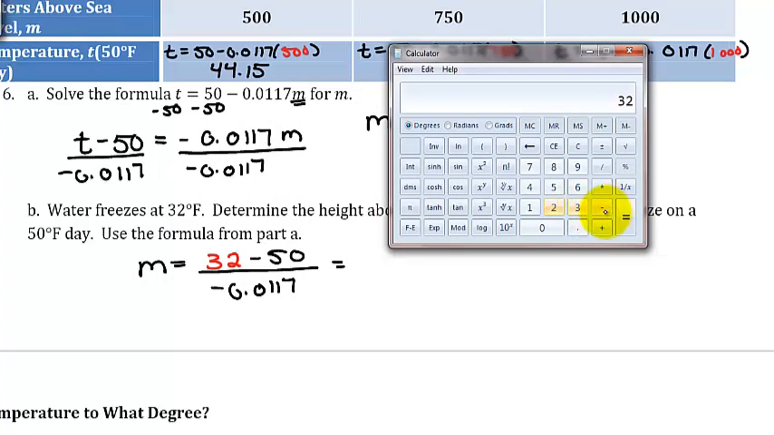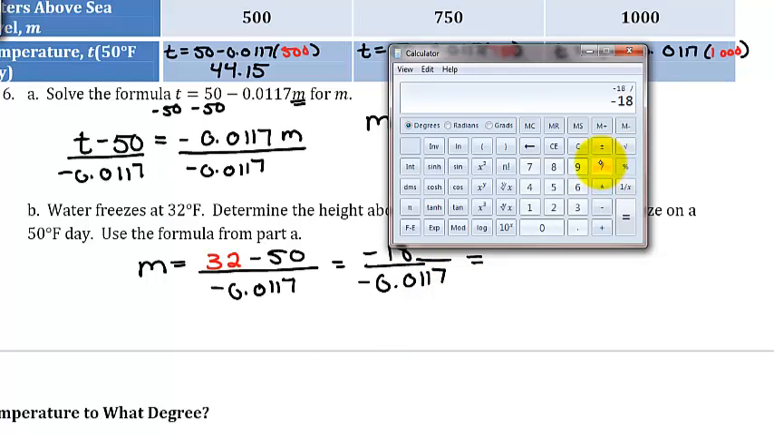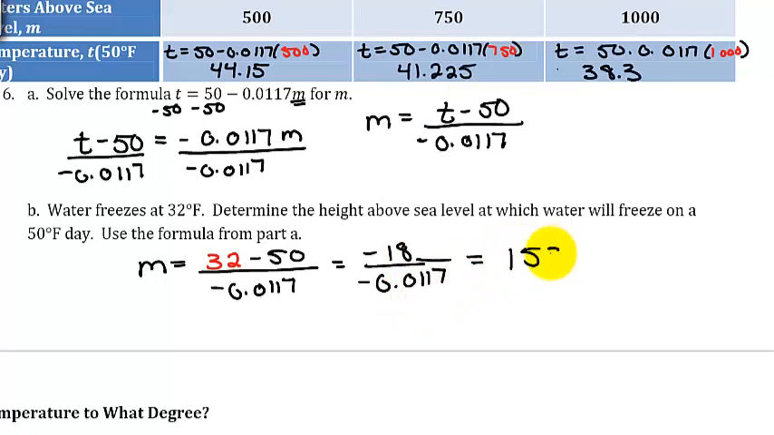So we have 32 minus 50. That gives us negative 18. And we're dividing that by negative 0.0117. So hit divide by, and 0.0117, and then I need to change its sign, and then hit equals. And so we get 1,538. So in order for water to freeze, you would have to be at 1,538 meters above sea level.